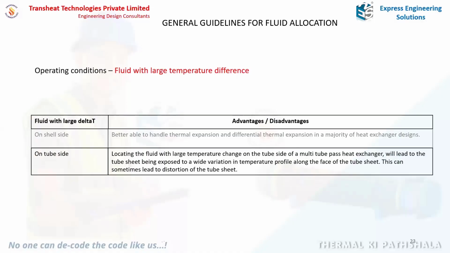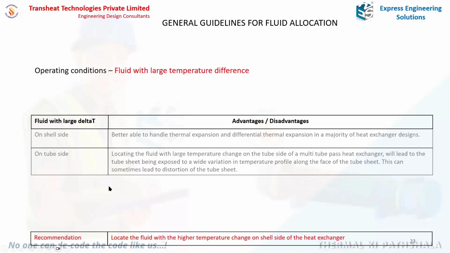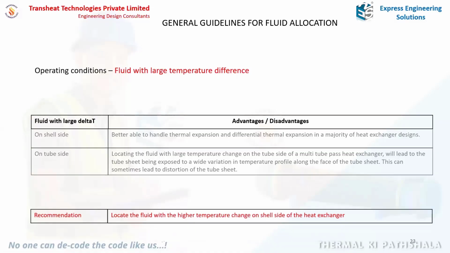Additionally, if you have the fluid with the large temperature difference on the tube side, you are exposing the tube sheet to a wider temperature profile. This can lead to distortion in the tube sheet, which is a situation we would like to avoid because it can lead to leakages at the tube to tube sheet joint. So the recommendation is to place the fluid with a larger temperature difference always on the shell side of the unit.